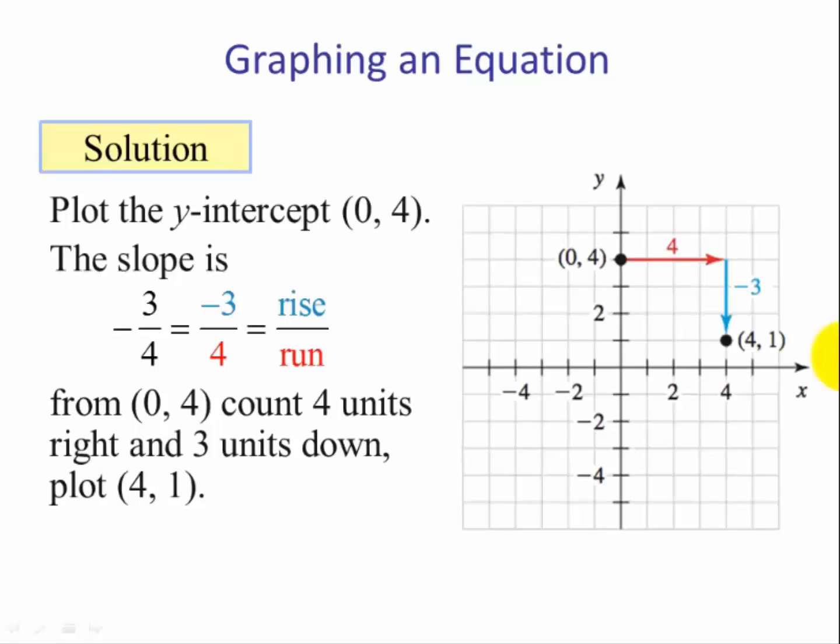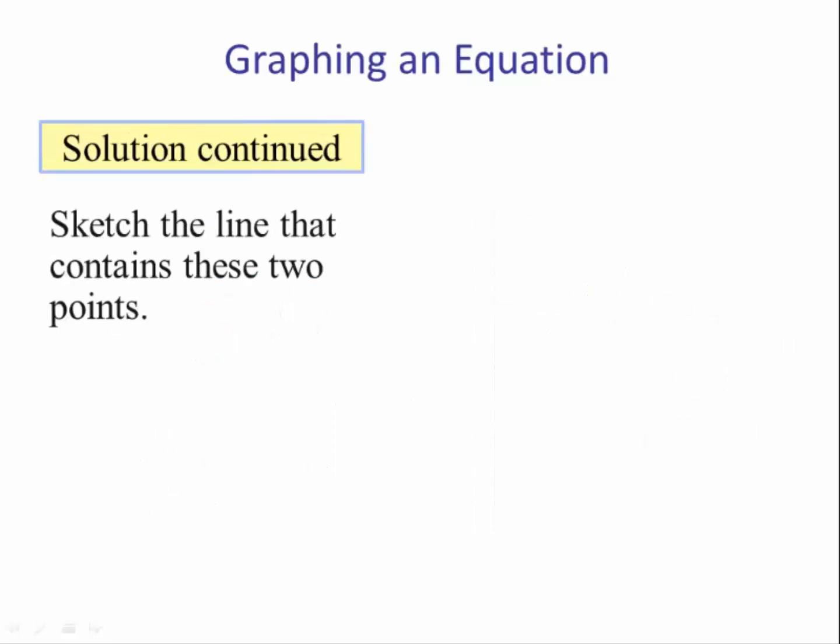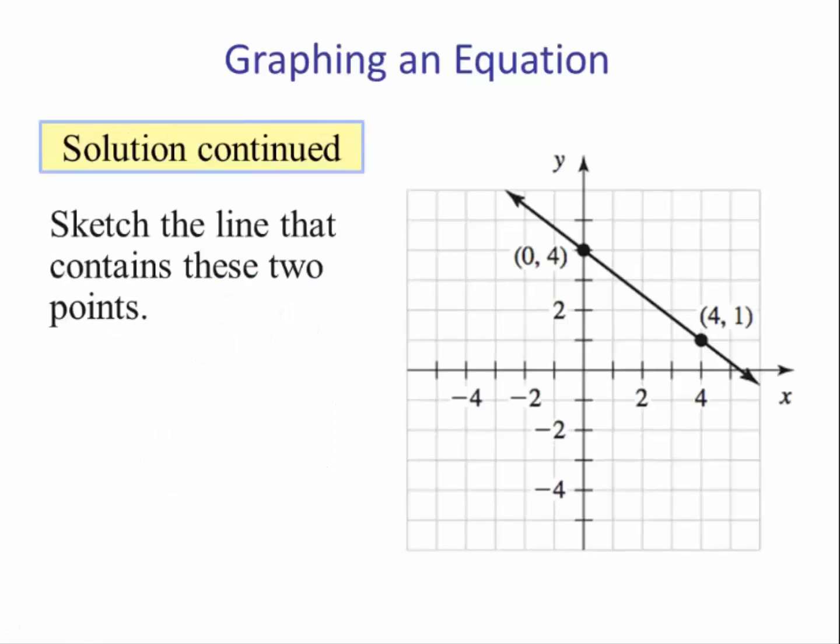Let's look at the graph. So again, we start with our y-intercept. Our run is a +4, our rise is a -3. And this gives us the point 4, 1. We sketch the line that contains these 2 points, and we have our graph.